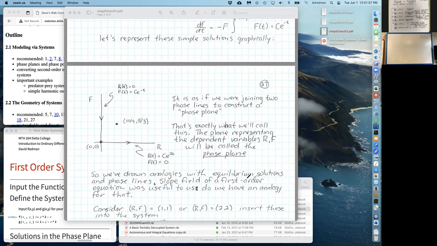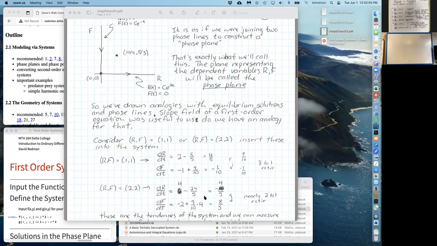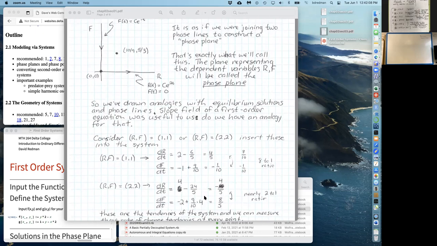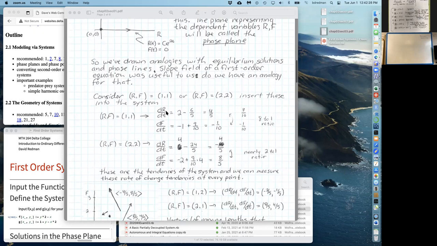I clear that drawing. So we're going to roll to some graphics and see what I can make out of that. But I also want you to notice, it's not just the equilibrium points or the phase lines that's important to us. I can check tendency of motion at any point. For example, if R and F were 1 and 1, or if R and F were 2 and 2, I can insert those into the equations and get what? A tendency of R, a growth rate of R, a growth rate of F, and I could look at their respective ratio. I could compare the growth rate of R to the growth rate of F.